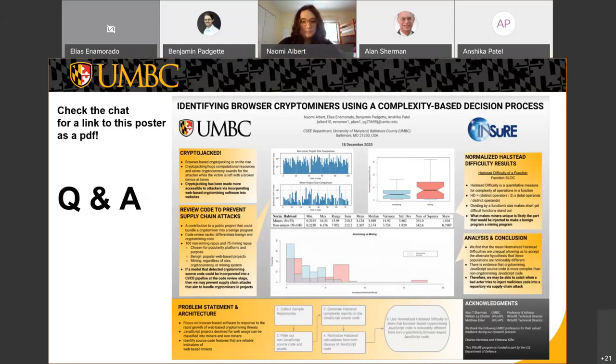And cryptocurrency is a big topic. If anybody's seen Bitcoin right now, it's up to 23 grand again. So we're also going to see a boost of crypto mining on browsers. It's going to be in the news as well. You can say you heard it here first. There's just a big need for it right now.